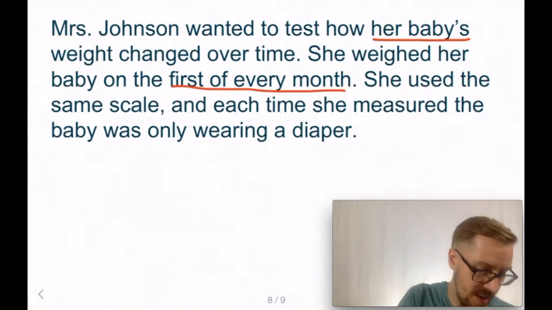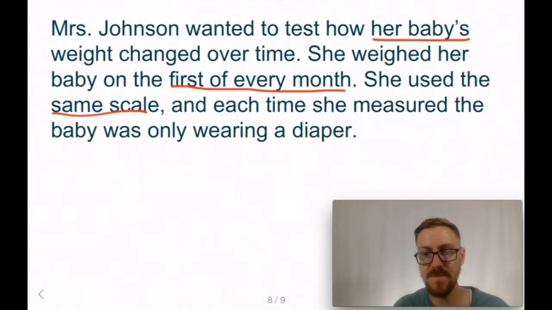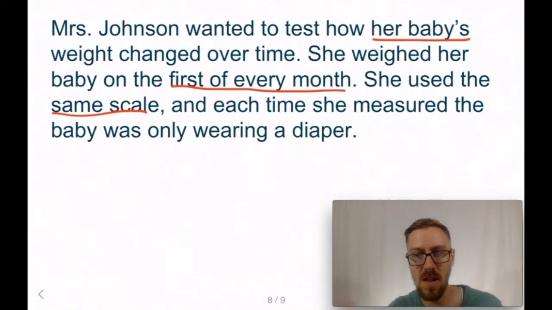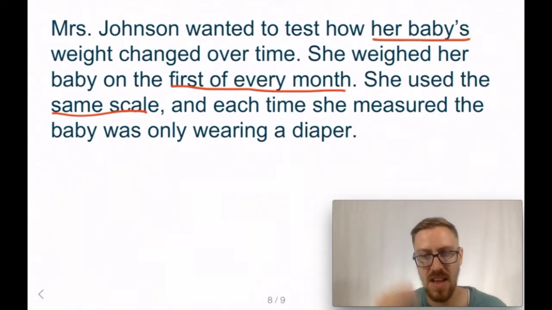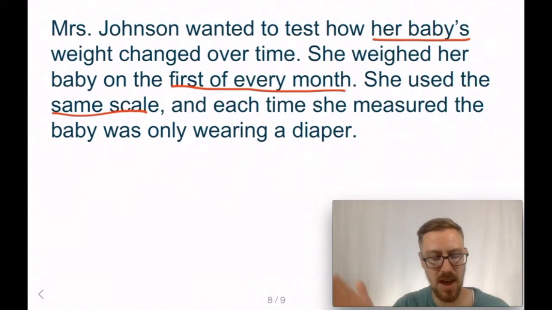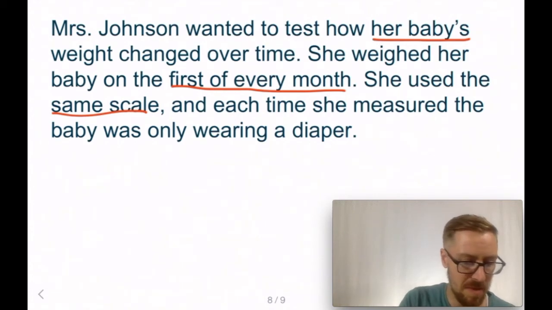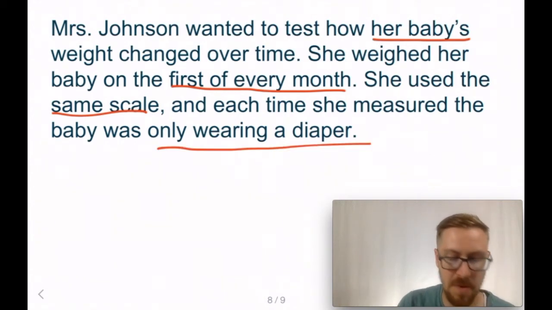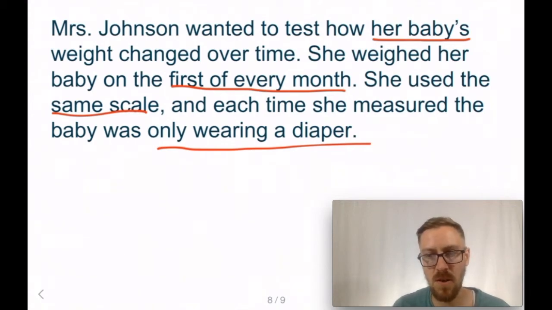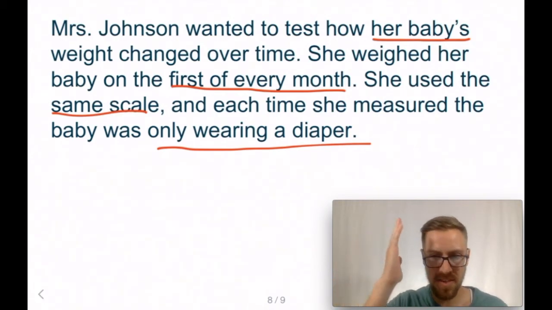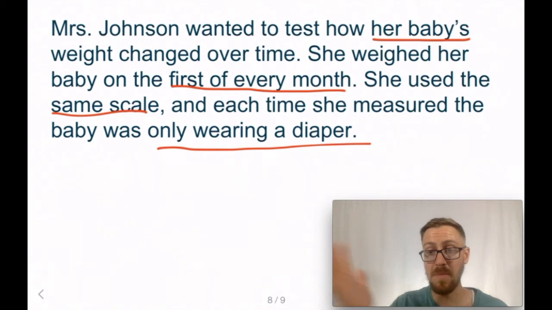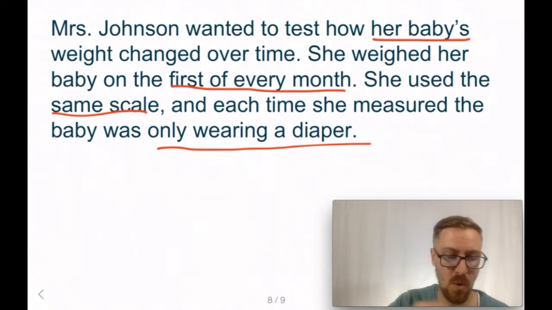She used the same scale. So she didn't use the kitchen scale on one, the bathroom scale on the other, and the doctor's office scale. She used the same scale every time. And she measured the baby only wearing a diaper. She didn't put on its heavy coat or all its clothes, or let it just sit there naked. She put the same exact outfit on the baby, so the baby's clothes didn't impact the weight of her baby at that time. So those are all your control variables. There's 4 for you right there.